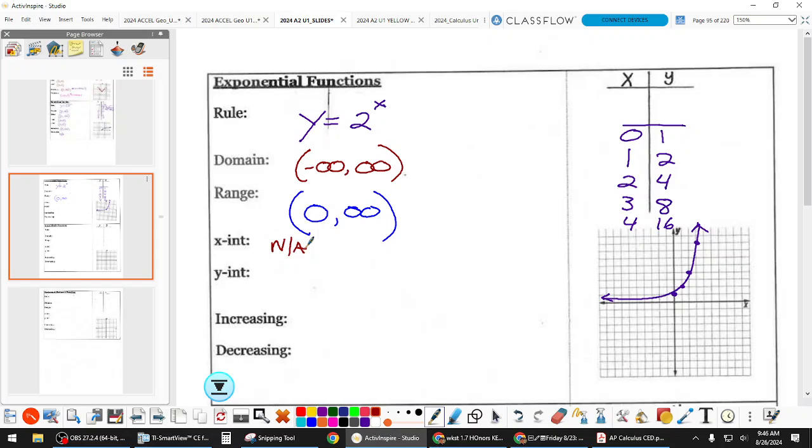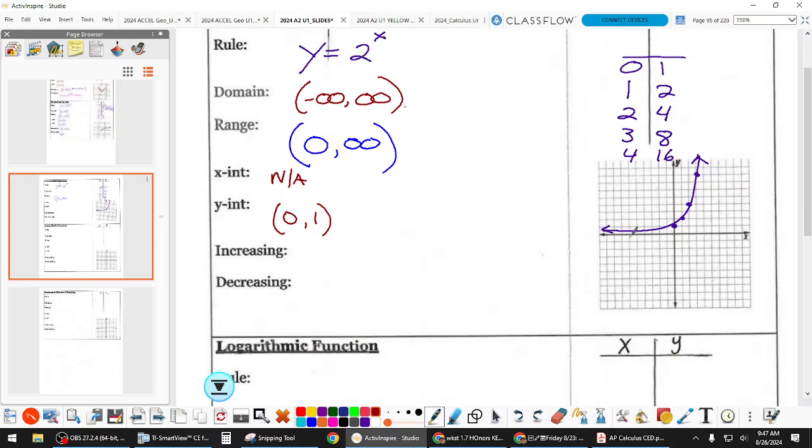What does this stand for? And what is it? One. In other words, if we plug 2 to the 0, it's 1. What is 5 to the 0? It's 1. What is 10,000 to the 0? 1. What is 0.5 to the 0? 1. What is Shiley to the 0? 1. Okay.